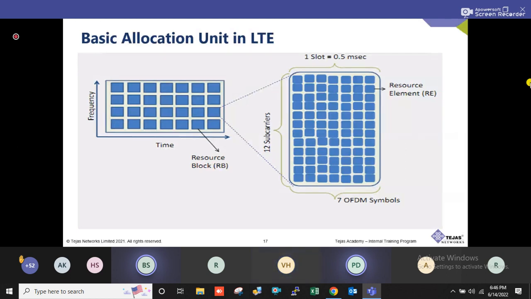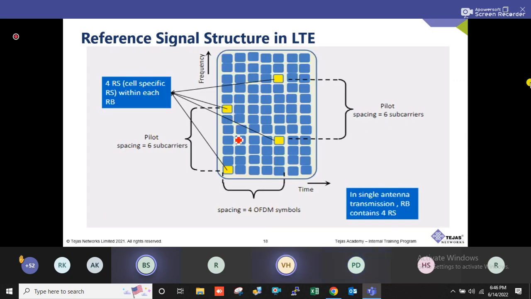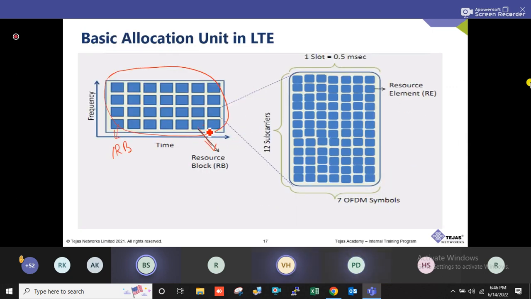In the left side resource block there is 1, 2, 3, 4, 1, 2, 3, 4, 5, 6, 7. That's just for notation. See, this is just for notation purpose, telling that all these frequency and time are divided into something called RBs, resource blocks. You can see here, this is one resource block. They have magnified it and shown that it contains 12 in the frequency domain and 7 in the time domain. So totally it becomes 84.